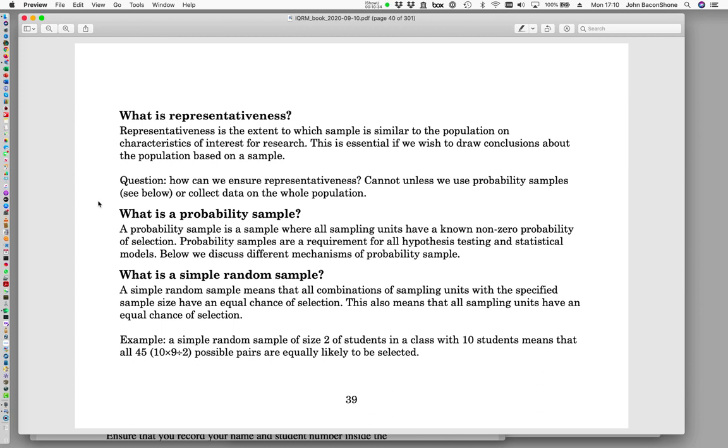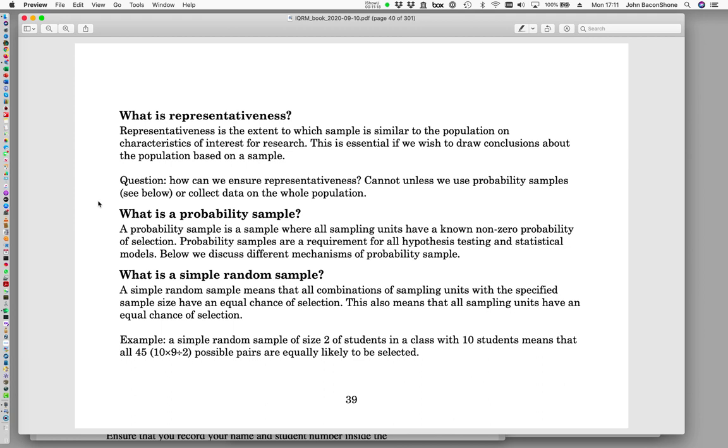So what is a probability sample? A probability sample is a sample where all sampling units have a known non-zero probability of selection. So probability just means chance. We're going to talk about probability in more detail later. So we're saying all the sampling units should have a known chance of selection which is not zero. So why do we need those two things? Well, first of all, it must be non-zero because if some sampling units have a zero chance of selection, then our sample cannot be representative because there's people who are excluded.